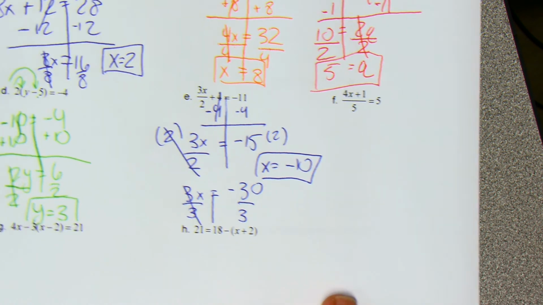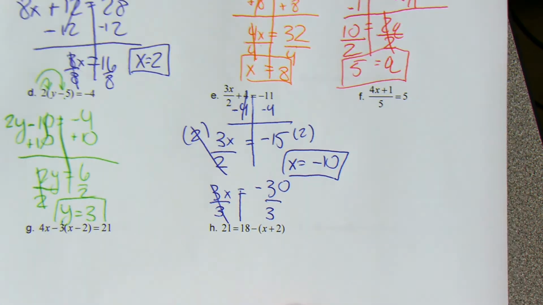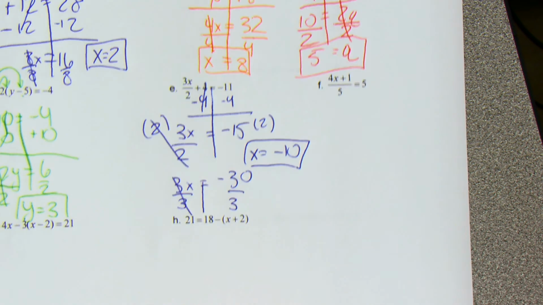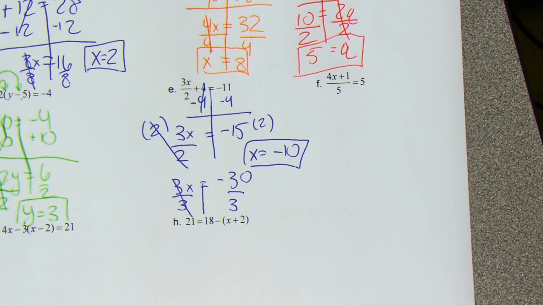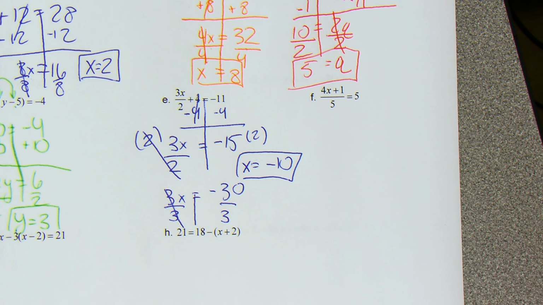All right. So we just went through examples D and E. Next video, we'll go through examples F and hopefully G and H if we have time. Stay tuned for video 4 for lesson 2.3.